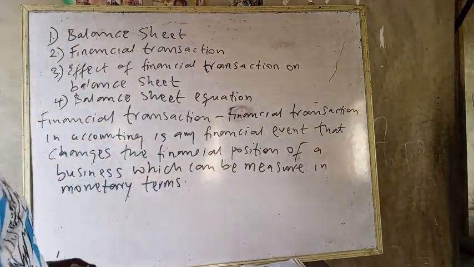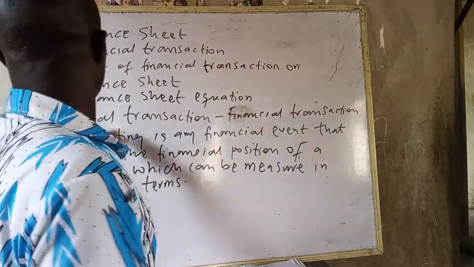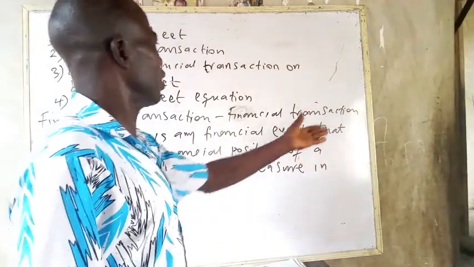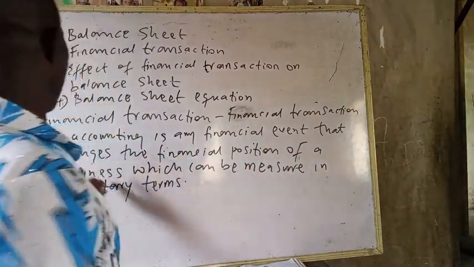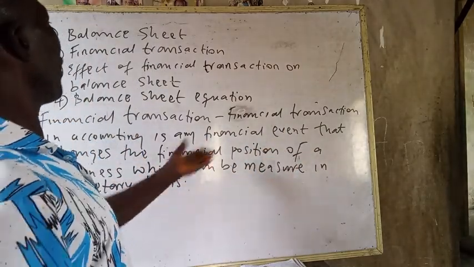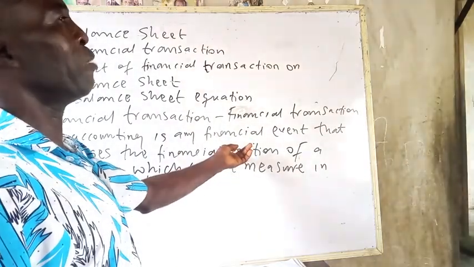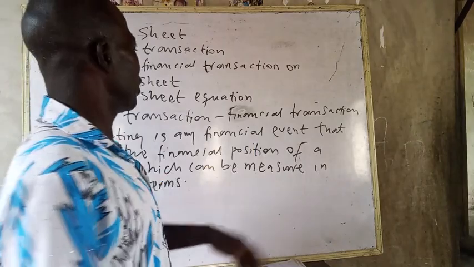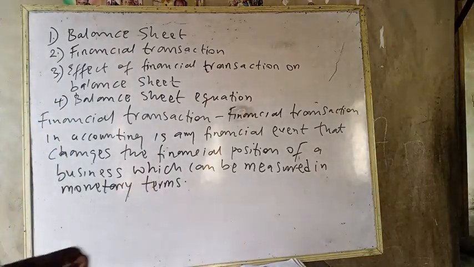And I gave an example of this. Let me read it. A financial transaction in accounting is any financial event or occurrence that changes the financial position of a business. Where does this change take place? It takes place in the balance sheet, which can be measured in monetary terms.